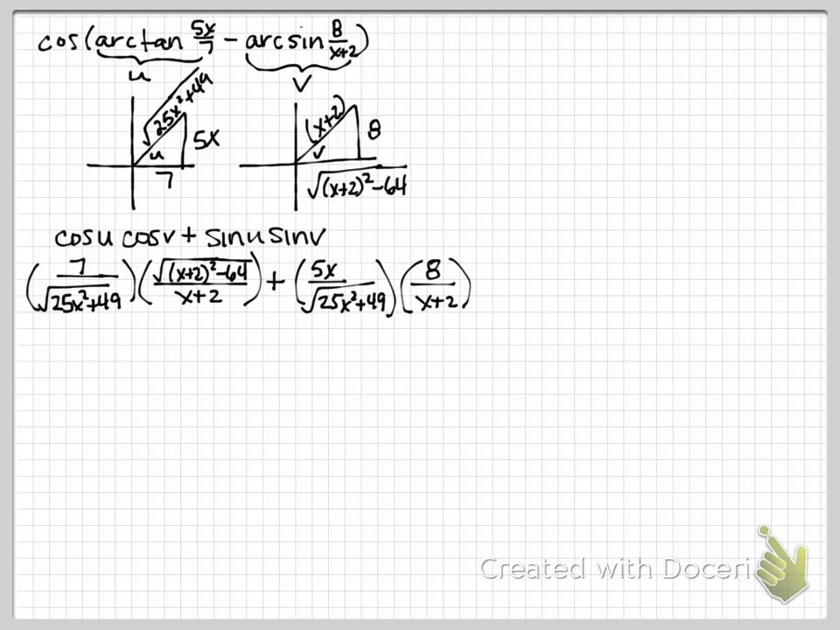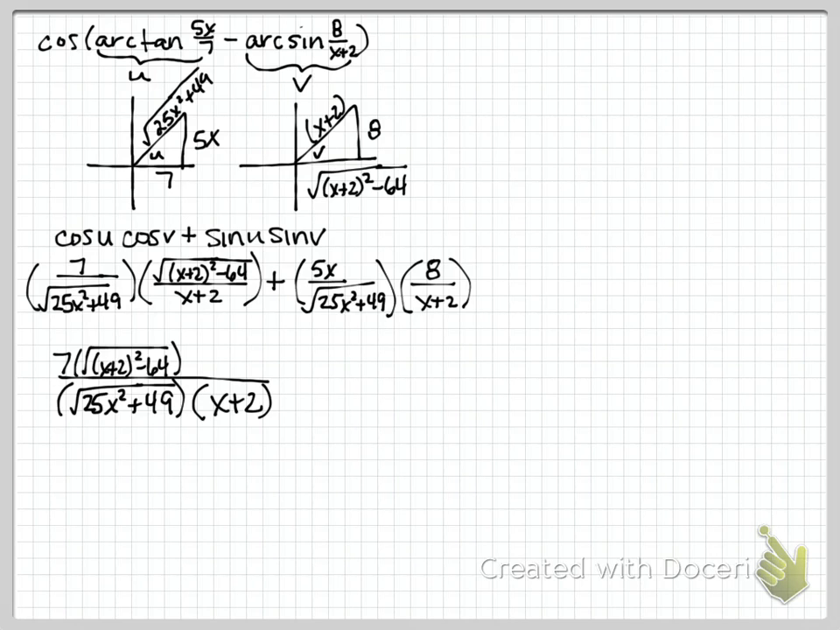So we can put everything over one denominator, and it's the square root of 25x squared plus 49 times x plus 2. In my numerator, I have 7 times the square root of x plus 2 squared minus 64, plus 5x times 8, which is 40x. Now, we're not going to make you do any more with it. Just leave it like this. This is an algebraic expression, and we're now done.